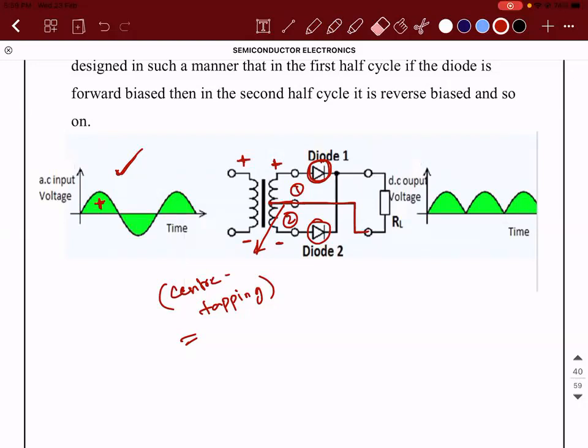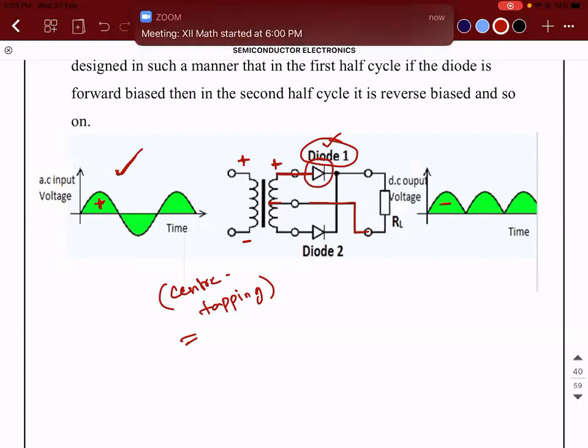Now tell me logically, due to the positive charge in the upper end, the upper diode D1 will behave like, is it in forward bias condition or in reverse bias condition? This diode D1, is it in forward bias condition or reverse bias condition? Forward bias. It is in a forward bias condition. So when it is in forward bias condition, this diode will conduct this positive half cycle, which will appear here.